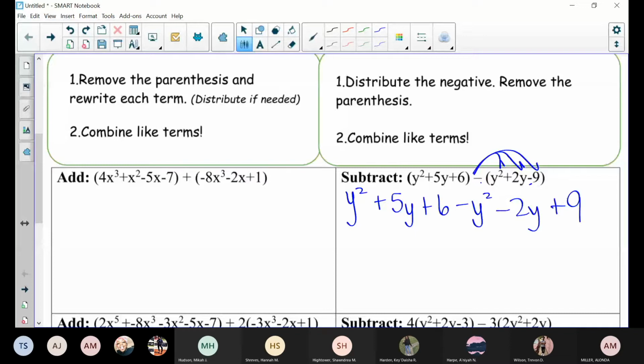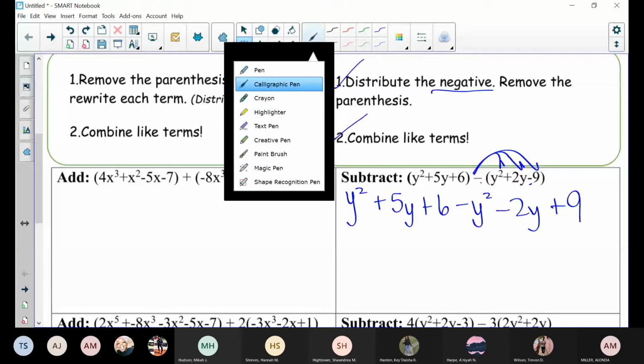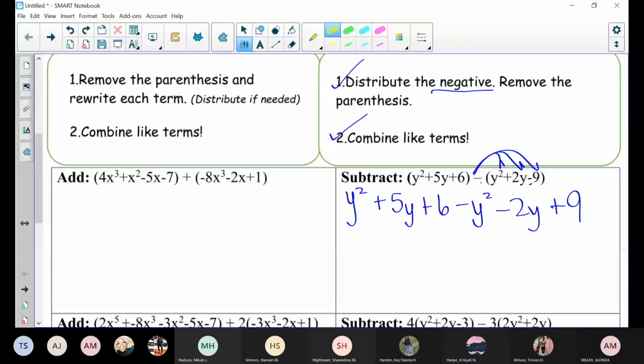All right. So now that I have distributed my negatives into the parentheses and removed them, I need to combine my like terms. Remember that I use color to combine my like terms. You can use shapes. I see a y squared and a minus y squared. I see a positive 5y and a negative 2y. And I see a positive 6 and a positive 9.